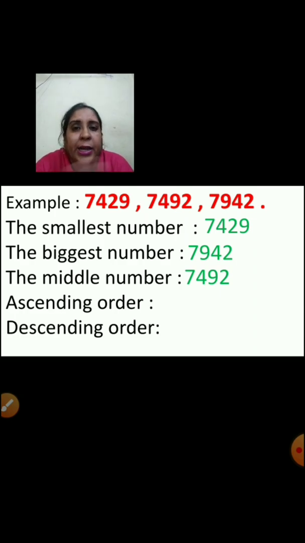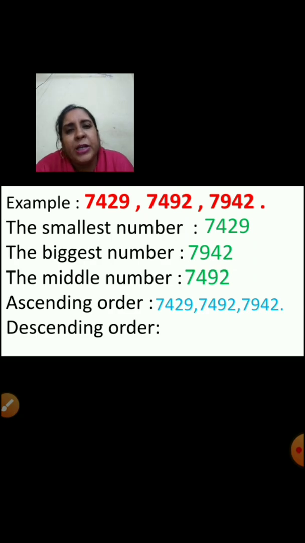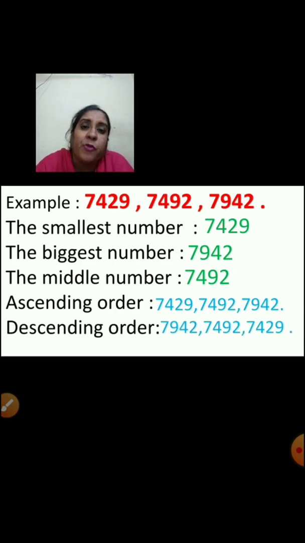in ascending order. That is from small to big. So what will be your answer? Yes, first the smallest number, then the middle number, and then the biggest number will come. Now let's see the descending order of this number. Yes, that is from big to small. First you will write the biggest number, then the middle number, and then the smallest number.